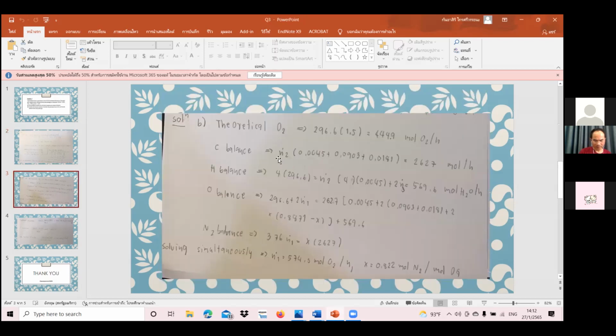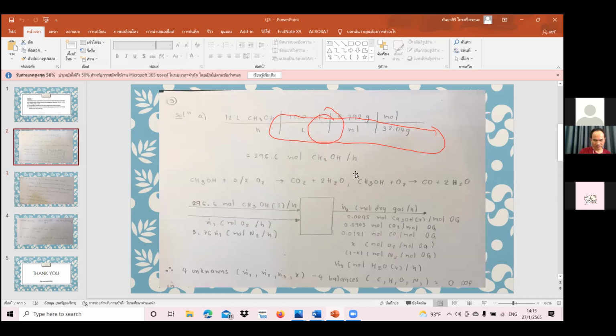Okay, the first one: why is oxygen equal to this? What is it? 290.6. Yeah, the methanol. What is the methanol? The methanol in the feed, methanol in the outlet. Why do you multiply the methanol feed by 1.5 to get oxygen? Why not ethanol? Why not methanol?